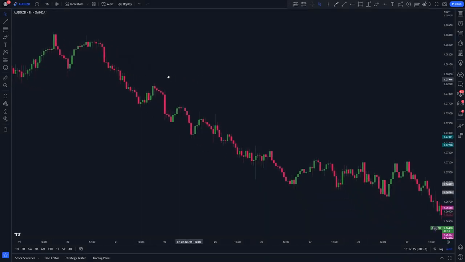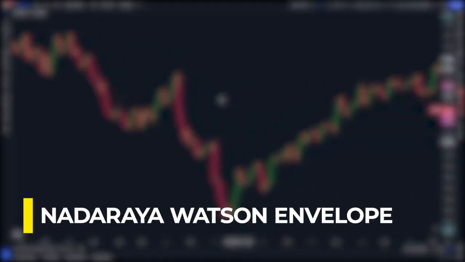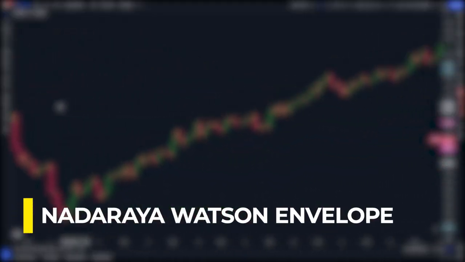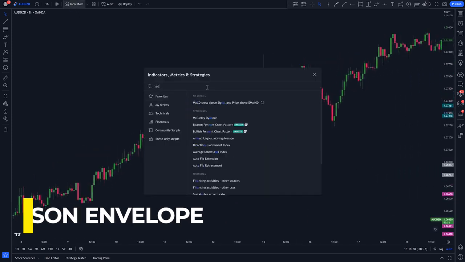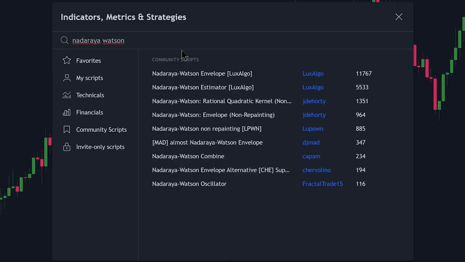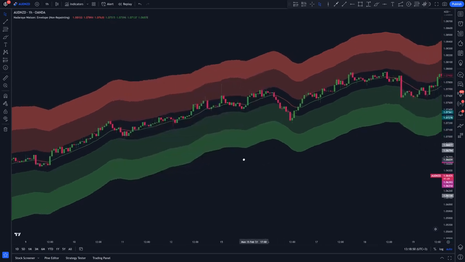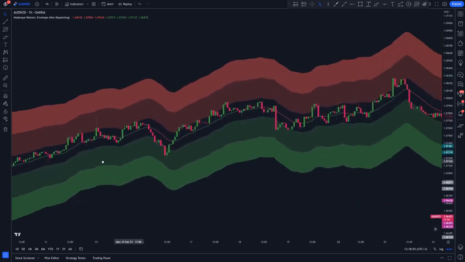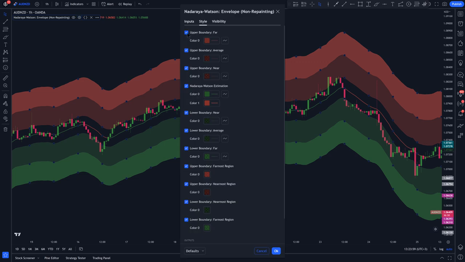Now, the core indicator of this strategy, as you might have already seen on the title of this video, is the Nadaraya Watson envelope. To add it to your chart, you're going to click here, then type in Nadaraya Watson, and it's going to be this one that is Non-Repainting by JD Hordy. Now, as you can see here, this indicator looks really beautiful, right? However, we don't need all of this, so let's access the settings and change some stuff.